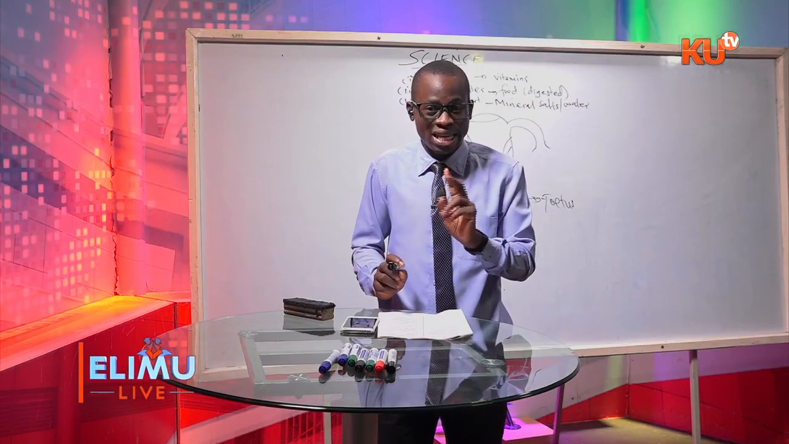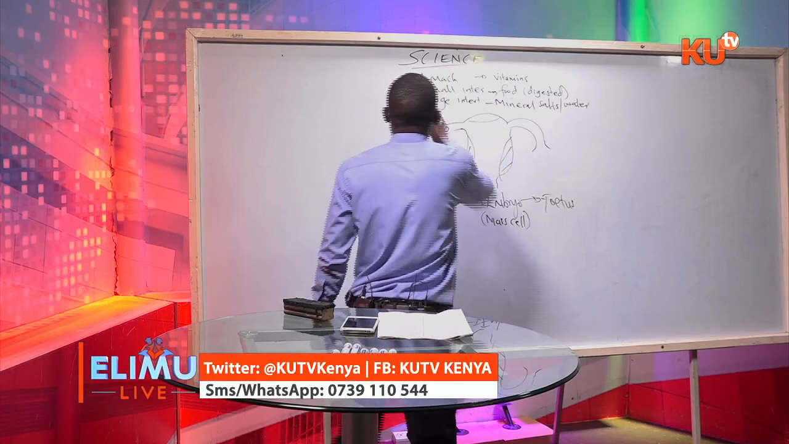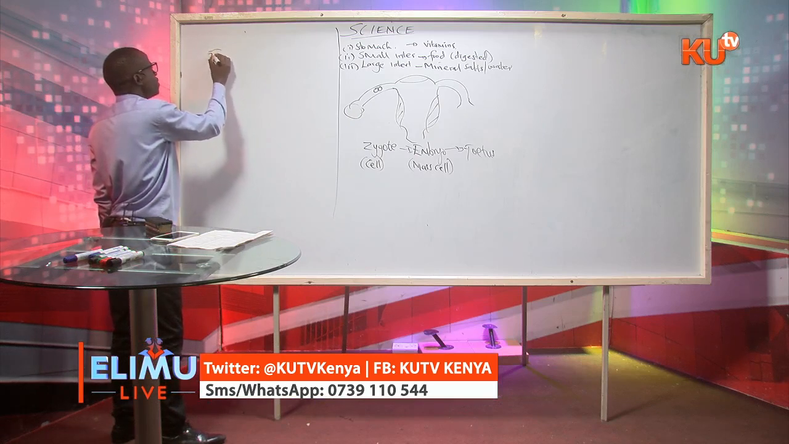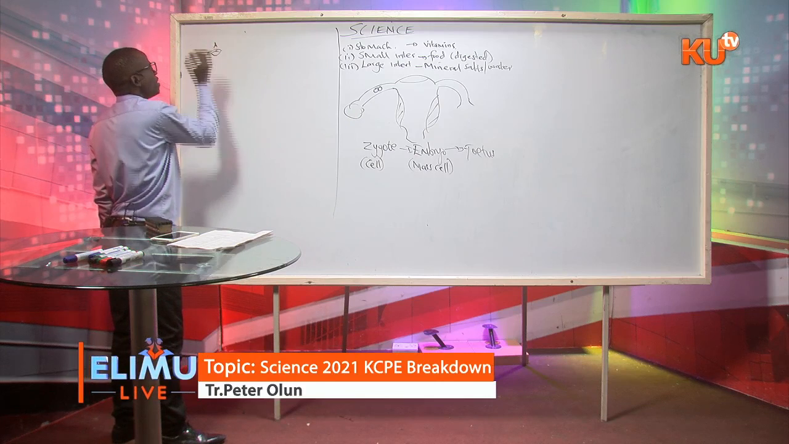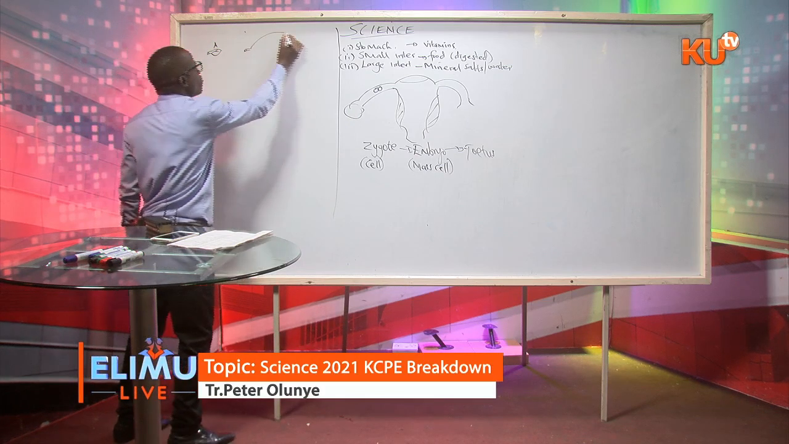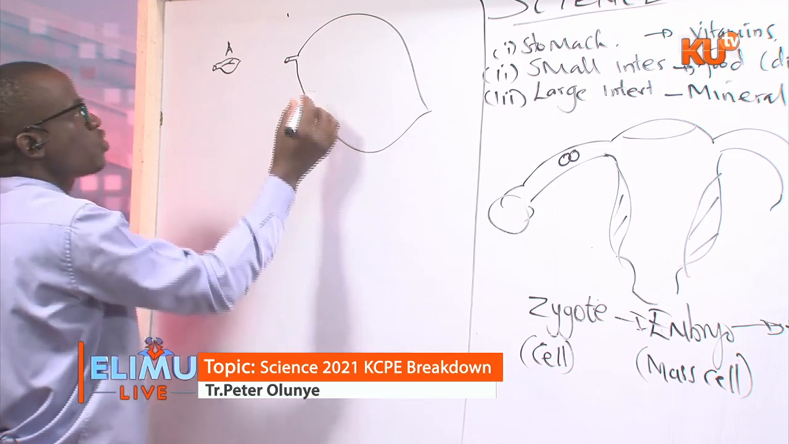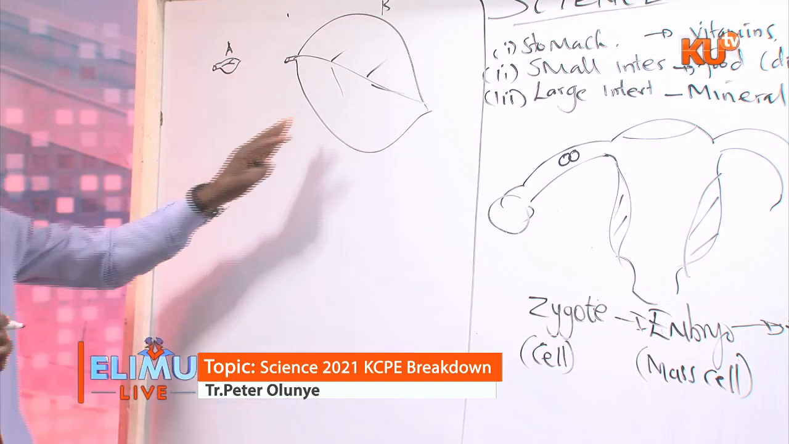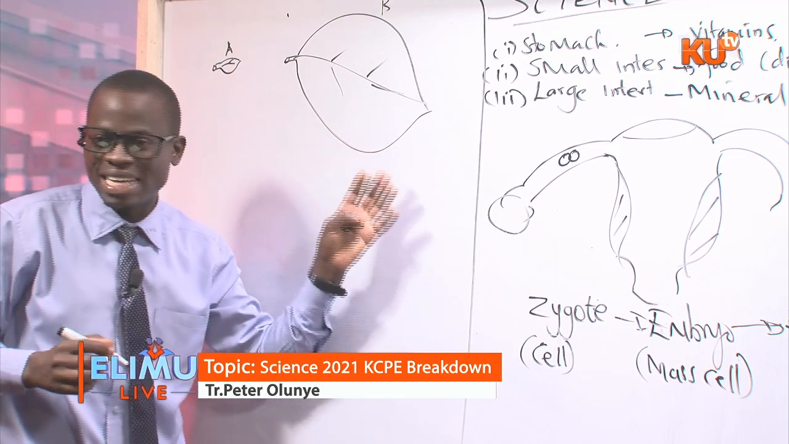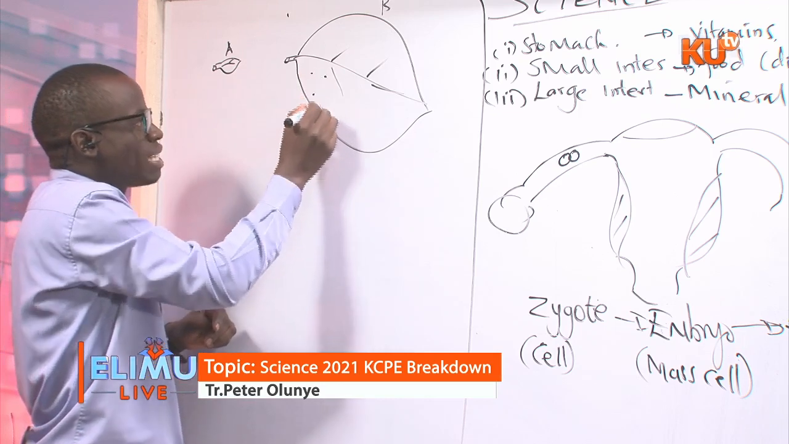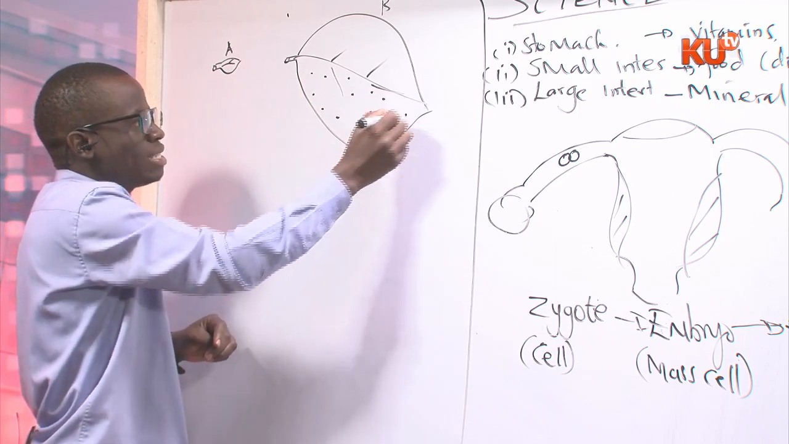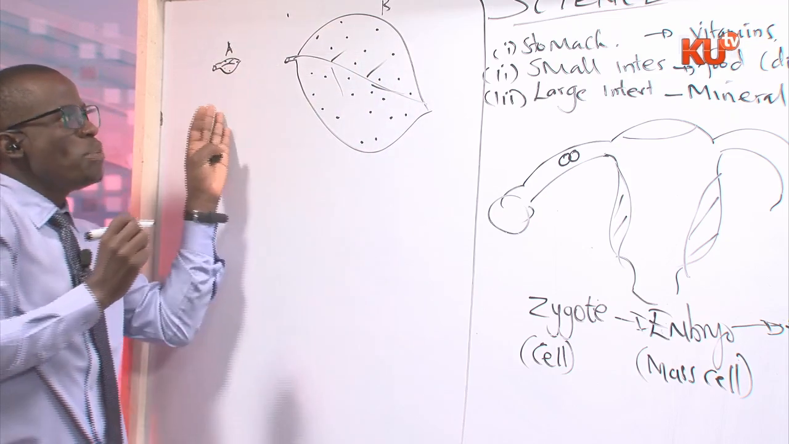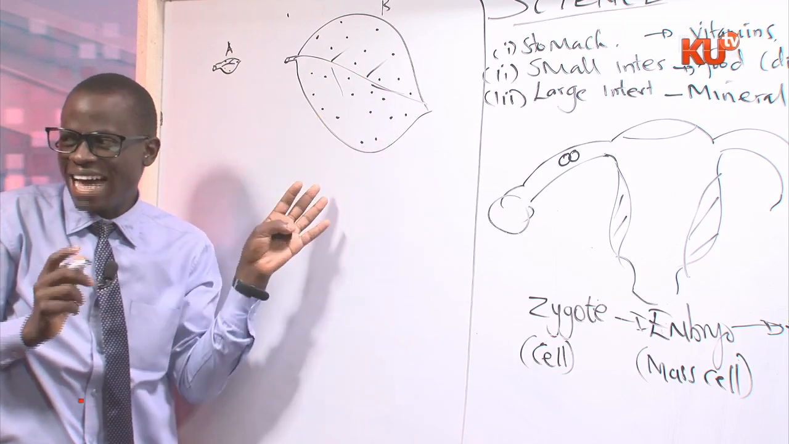So let me draw two examples of leaves. The first leaf is here. So we have leaf A. Then I have the second leaf, which we'll name leaf B. Now, when you look at these two types of leaves, boys and girls, you will notice that the leaves have stomatas. We have stomata, boys and girls. Here also is having stomatas. If you compare the two leaves, which one do you think has more stomatas?